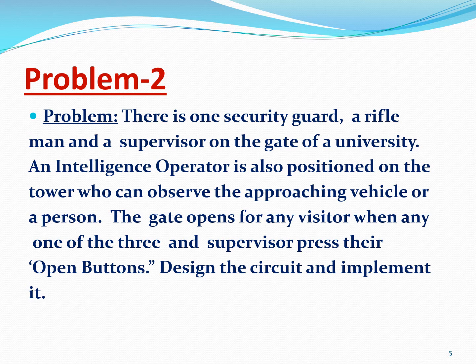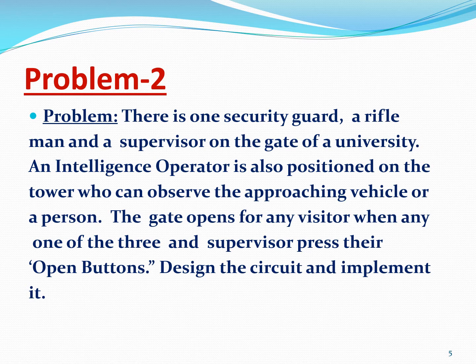We go to the second problem. There is one security guard, a rifleman, and a supervisor on the gate of a university. An intelligence operator is also positioned on the tower who can observe an approaching vehicle or a person. The gate opens for any visitor when any one of the three and the supervisor press their open button. Design the circuit and implement it.